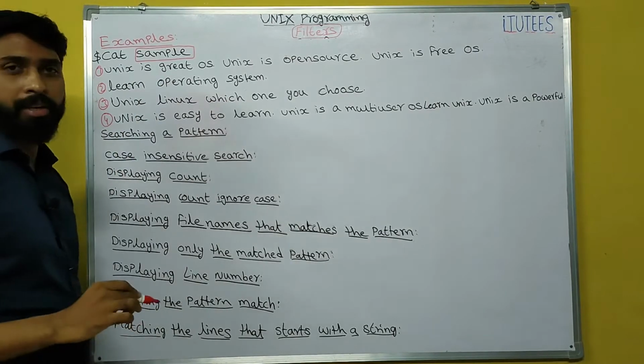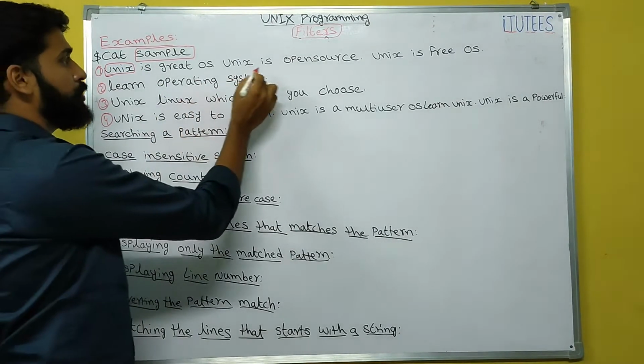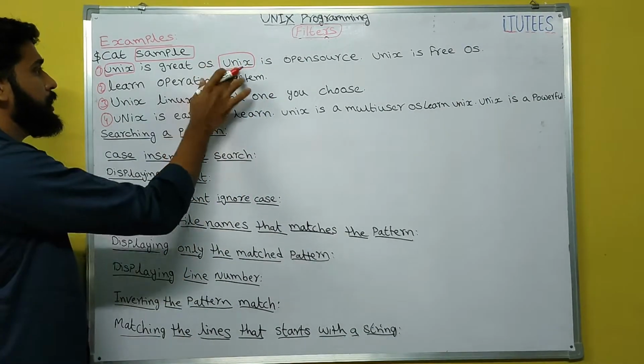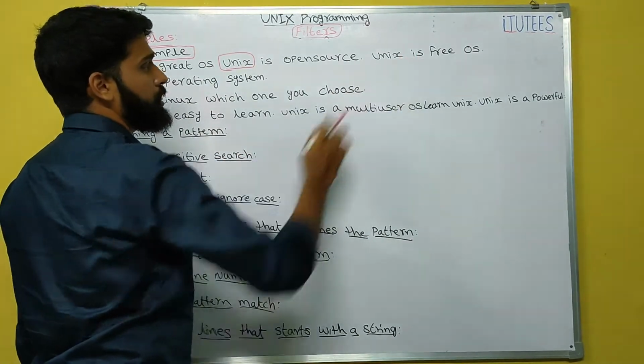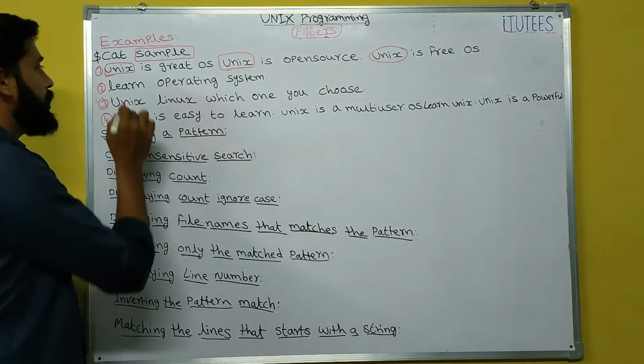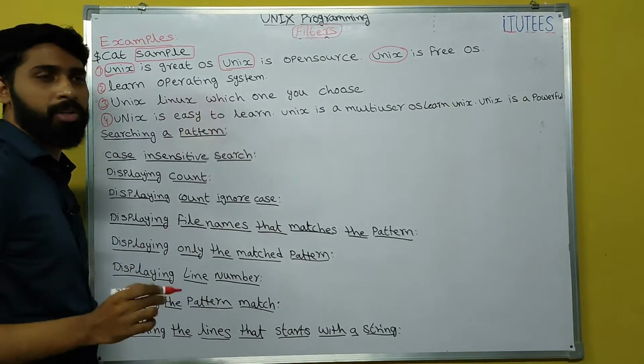So Unix is great OS, small u unix. Unix is open source, small u unix. All are small letters. Unix is free OS. In this also all are small. Learn operating system. Unix, Linux, which one you chose?